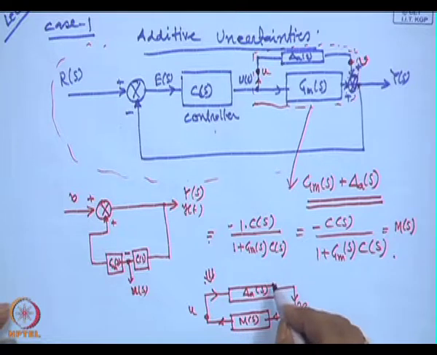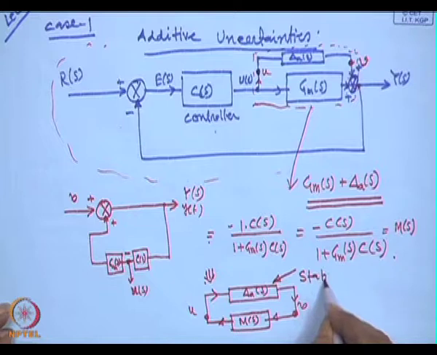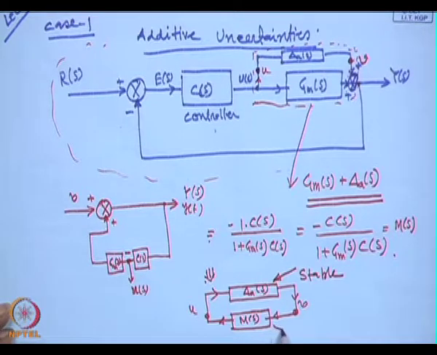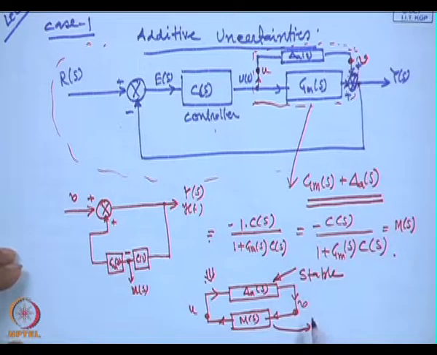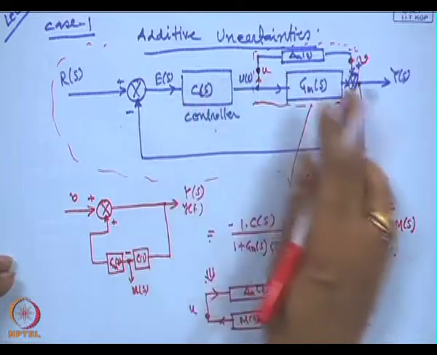In order to study this one, we assume that delta A of S is stable, and naturally this M of S is a stable one, because the controller is designed based on the plant model.